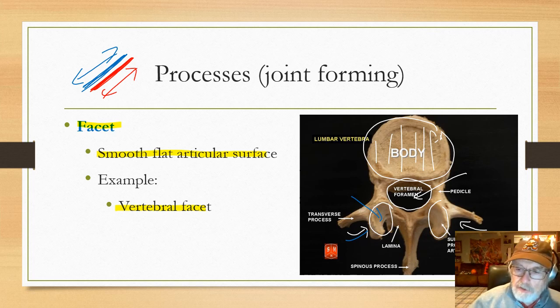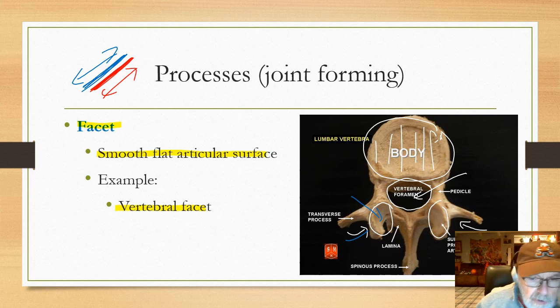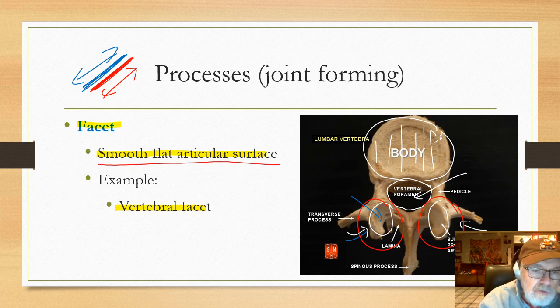In other words, if you take your two hands and put them together this way, they could move this way, they could move this way, they could rotate on each other. That's why your back gets a little bit of motion, because of these rotational and sliding motions that occur at these facets. But remember that a facet is a smooth, flat articular surface, which is different from what we've seen before, like a condyle. A condyle is a very round surface. A facet is a very flat surface.